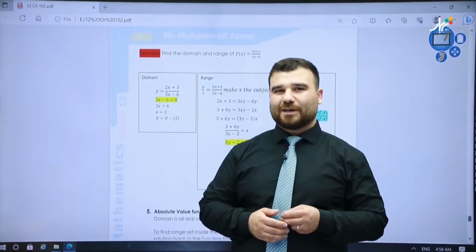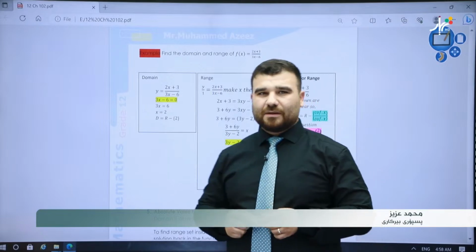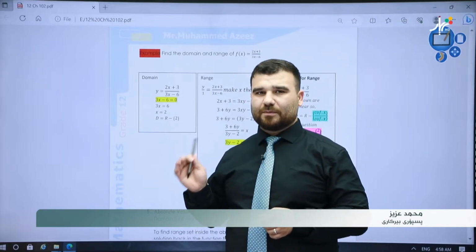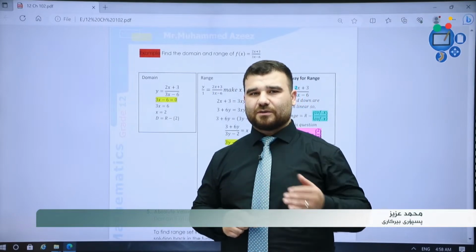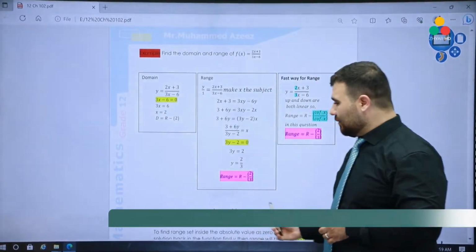Hello everyone, welcome back to lesson 8. In this lesson we are going to complete domain and range. Previously we talked about some general functions, how to find their domain, how to find their range. Then that was the last example we solved.